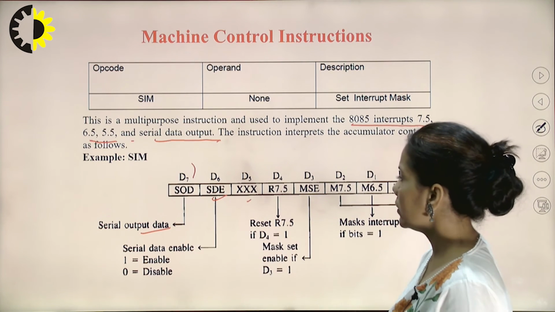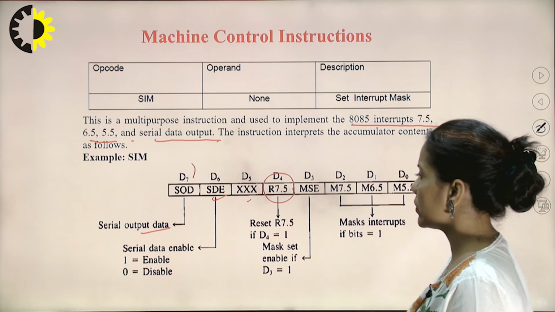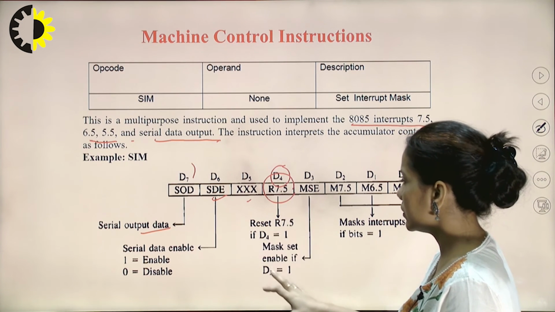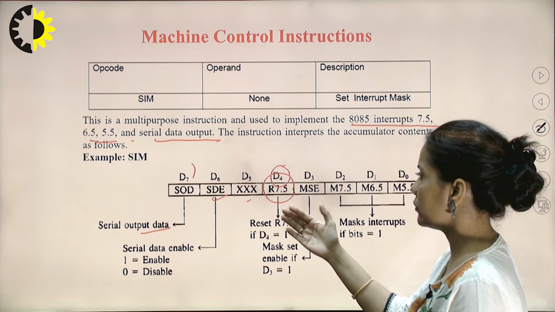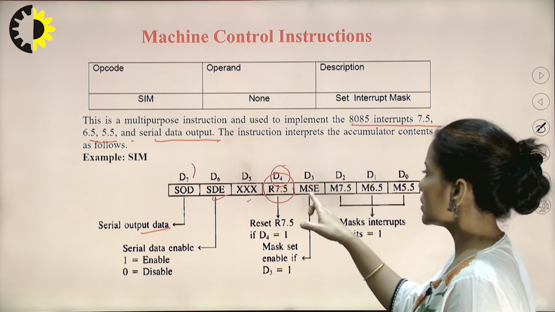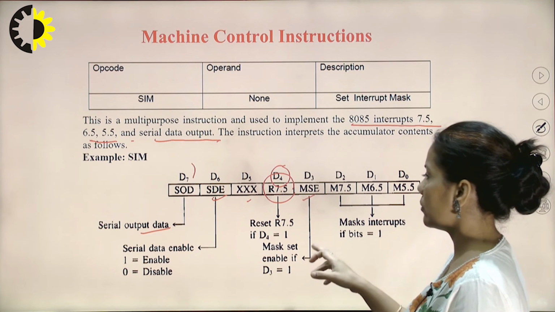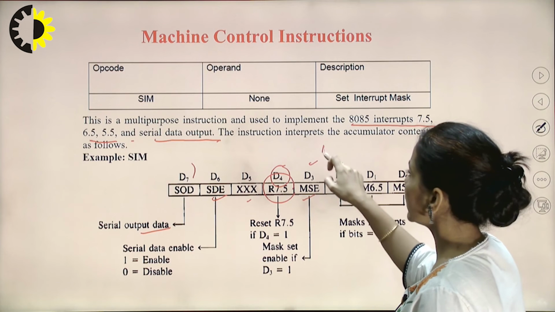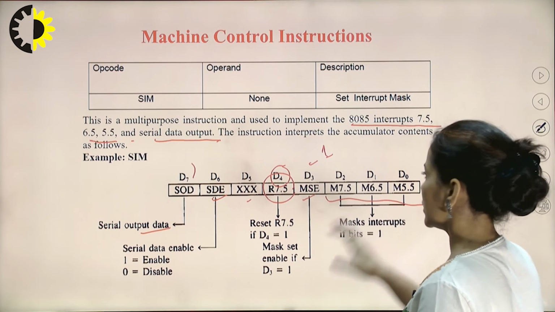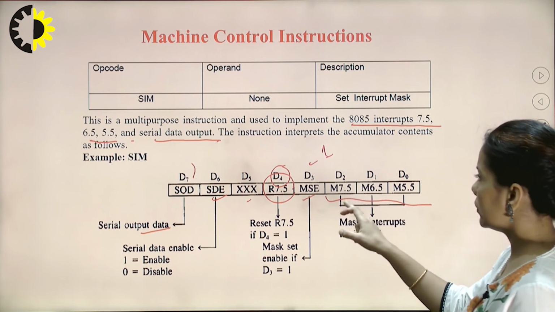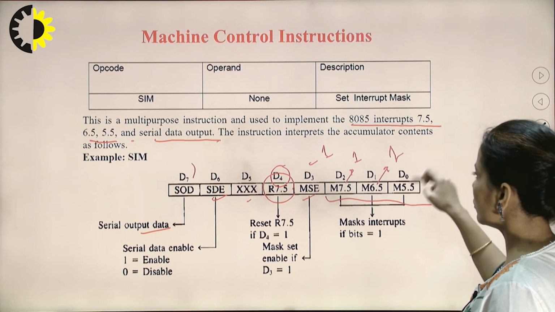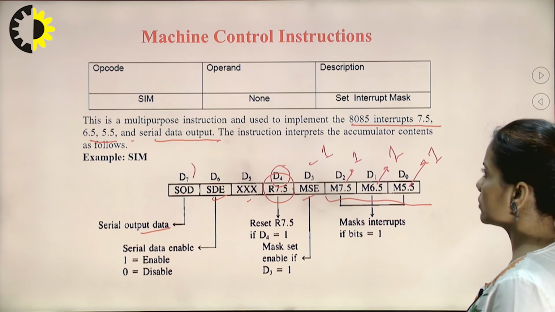This is undefined. This will reset RST 7.5. If this D4 is 1, then RST 7.5 will be reset, otherwise not. This is the master enable bit for mask set enable. If this bit is 1, you can mask all these, otherwise you cannot. A 1 at any of these bits denotes it is masked, otherwise it is not masked.